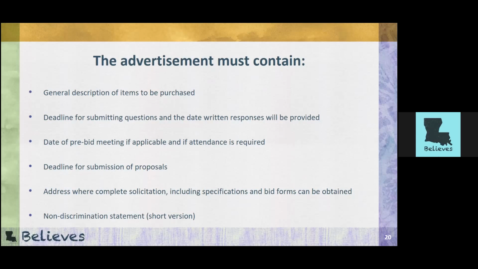When you do your advertisement, it has to contain a general description of what items are to be purchased, the deadline for submitting questions, and the date written responses will be provided. The deadline for submission of proposals and the address for the complete solicitation, including specifications and bid forms, can be obtained. And of course, you have to include the non-discrimination statement.